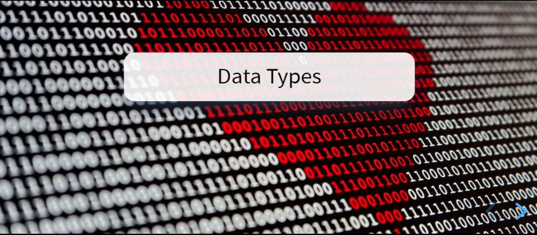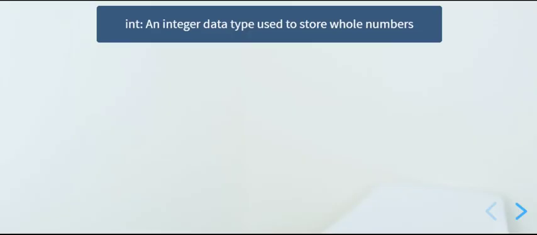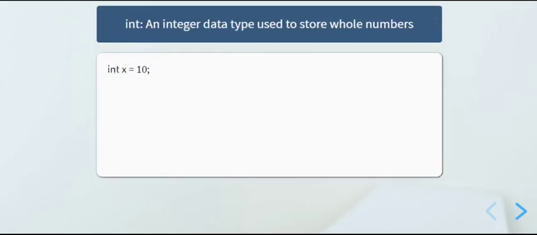Data types. Java has a number of built-in data types that are used to store values in variables. Int is used to store whole numbers. For example, here we are assigning a value of 10 to int variable x.